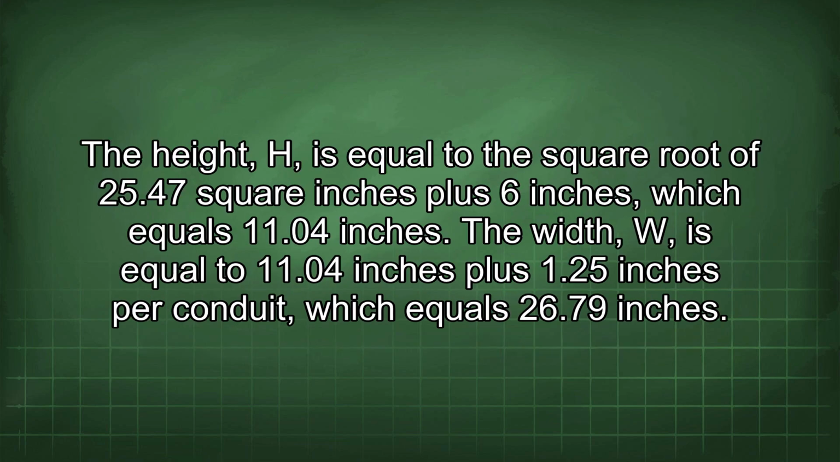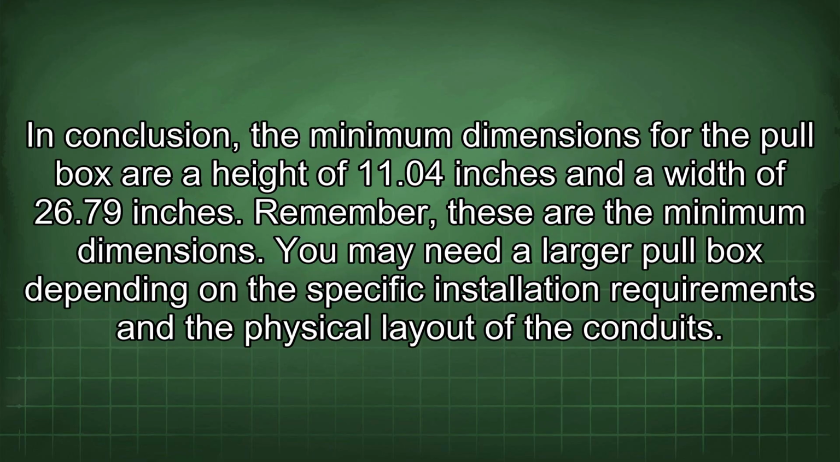The height, h, is equal to the square root of 25.47 square inches plus 6 inches, which equals 11.4 inches. The width, W, is equal to 11.4 inches plus 1.25 inches per conduit, which equals 26.79 inches. In conclusion, the minimum dimensions for the pull box are a height of 11.4 inches and a width of 26.79 inches. Remember, these are the minimum dimensions.